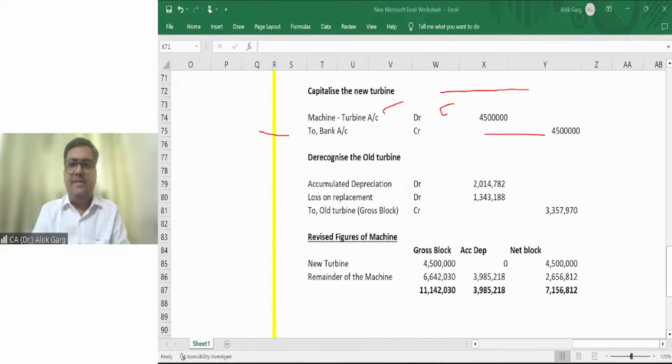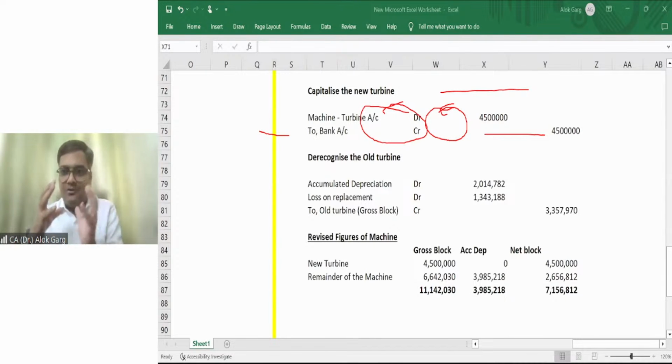In this case, assuming the life of the aircraft is 20 years, this 85 lakh has to be depreciated over a period of 20 years. This 5 lakh has to be depreciated over a period of 3 years because the life of the inspection is 3 years only. So every major component has to be depreciated over its useful life.